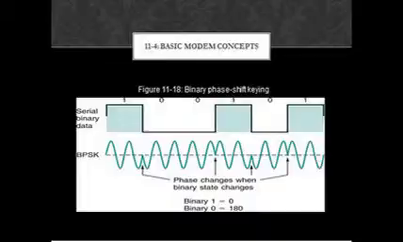Figure 11.18 illustrates the simplest form of phase shift keying, binary phase shift keying, or BPSK. During the time that binary 0 occurs, the carrier signal is transmitted with one phase. When a binary 1 occurs, the carrier is transmitted with a 180 degrees phase shift.